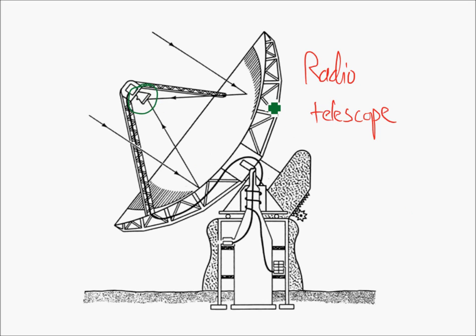Notice this dish is the same shape as, if you've got satellite TV, same sort of thing, same principle. You've got this satellite shape, this collector, and it will focus it to a central point so that you can collect that radiation.